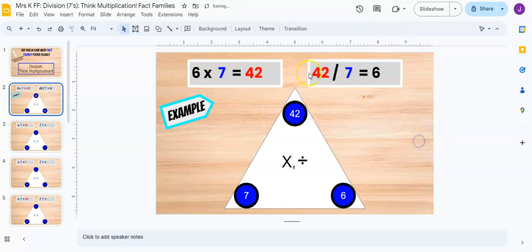Now you can see my entire fact family. 6 times 7 equals 42. 42 divided by 7 equals 6. And down here in the triangle, we have 7, 6, and 42. That is how you're going to work through the rest of the slides here.